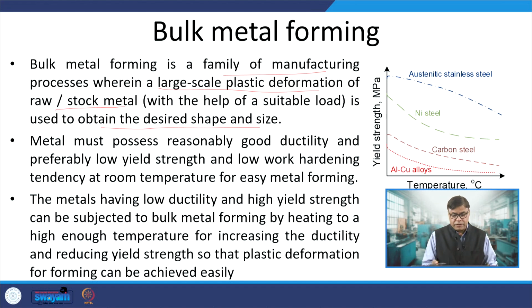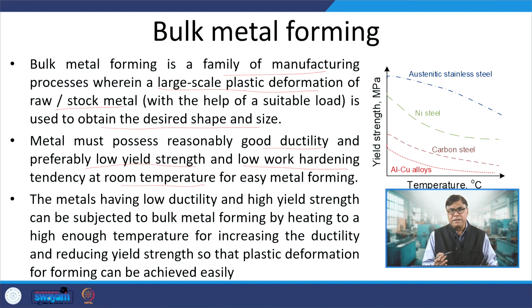For bulk metal forming, the material must have good ductility, and it is preferred that it has lower yield strength, so that the deformation can be realized using lesser force and lesser power consumption. It will be further better if the metal has a lower work hardening tendency. Otherwise, it will gain strength and make the deformation difficult. This is particularly preferable if high ductility, low yield strength and low work hardening tendency are available at room temperature in a metal for easy metal forming.